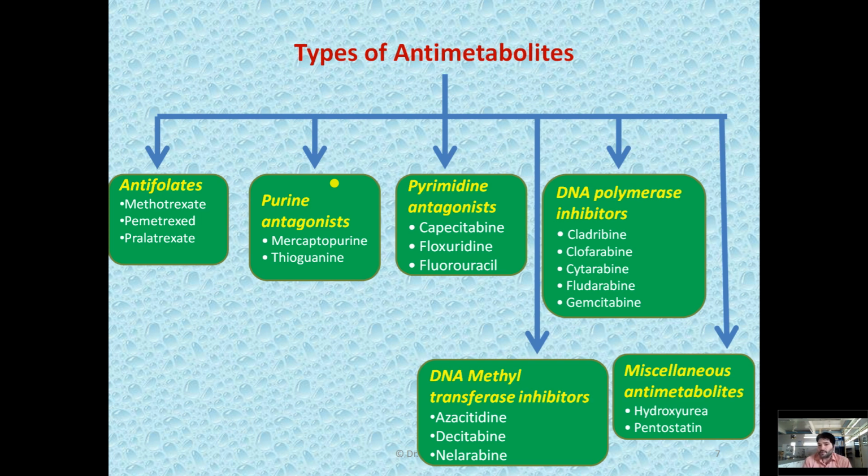While in DNA polymerase inhibitors, there are a total of 5 drugs, in which cladribine, clofarabine and both drugs belong to the pyrimidine. Both drugs have a pyrimidine nucleus, while cytarabine, fludarabine and gemcitabine have a purine nucleoside. Then a few molecules are categorized as miscellaneous antimetabolites, and examples for that are hydroxyurea and pentostatin.